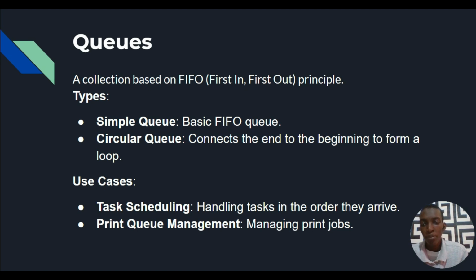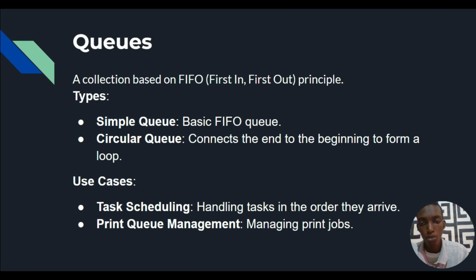Now we have different types. We have the simple queue, a basic FIFO queue, and the circular queue that connects the end to the beginning to form a loop. The use cases are, for example, when you're trying to schedule tasks, handling tasks in the order they arrive. This is one of the places where you use queues. Also print queue management, for managing print jobs.